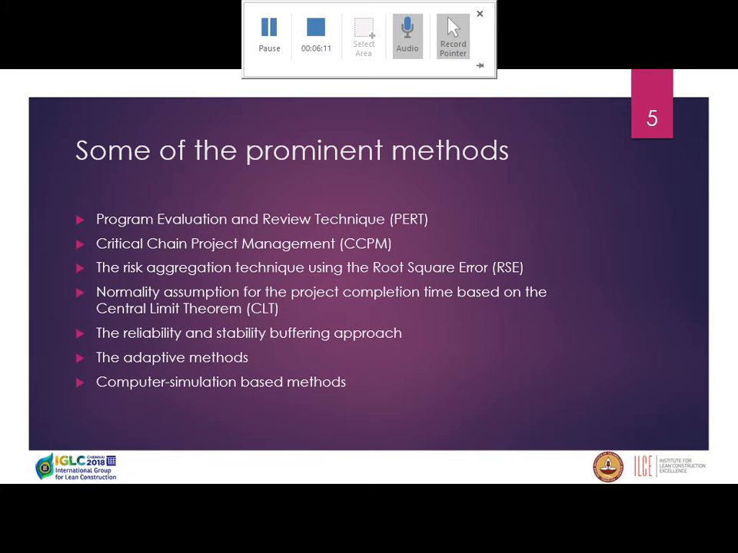And recently, we have computer simulation-based methods. We have three main paradigms: agent-based modeling, discrete event simulation, and system dynamics, in which basically we are using a numerical method to estimate buffers.